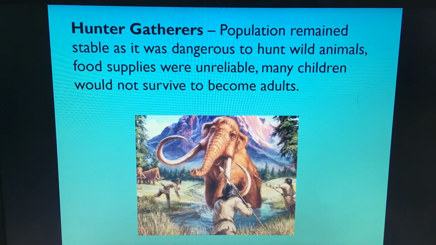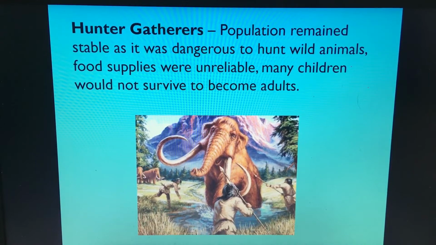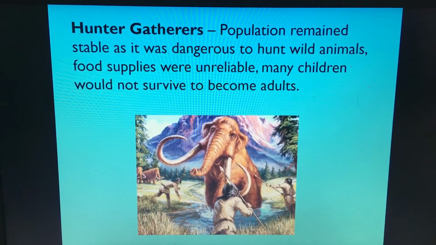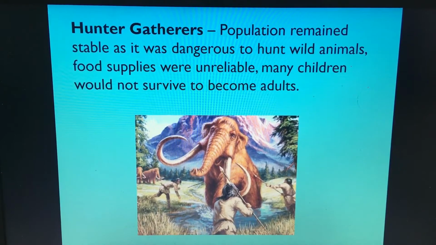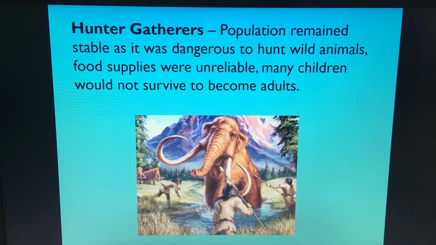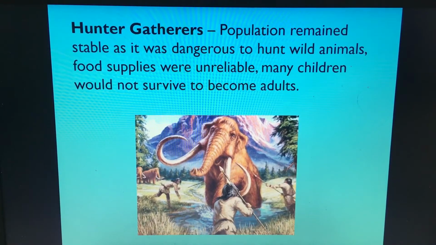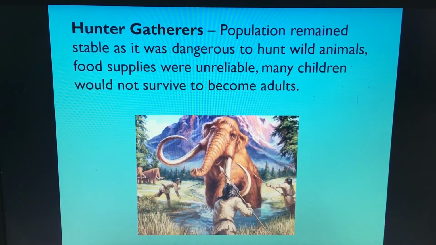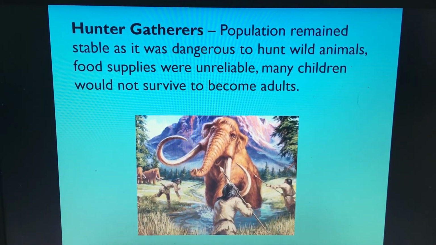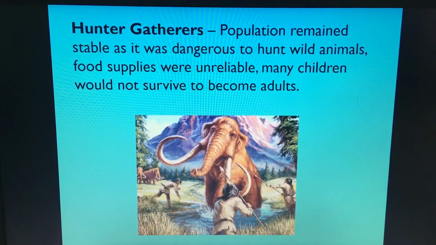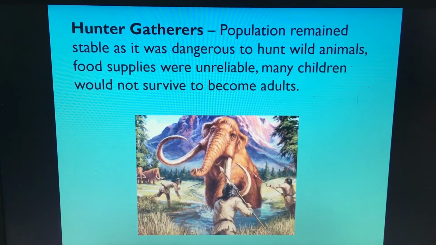Right. Now that you've had a think about that, what I would now like you to do is to write down the words that are on the next 3 slides. So to start off with, we've got hunter-gatherers, where the population remained stable, so it didn't go up too much, it didn't go down too much, as it was dangerous to hunt wild animals, food supplies were unreliable, many children would not survive to become adults.